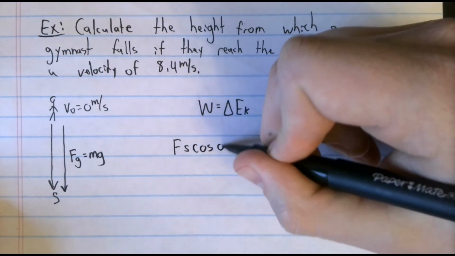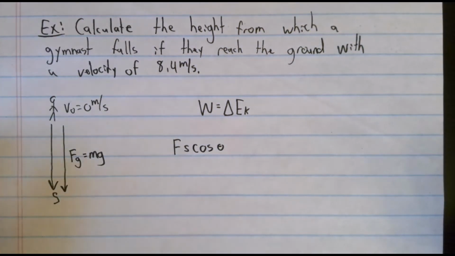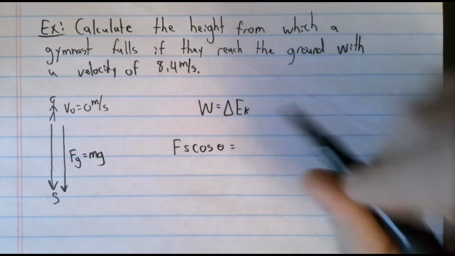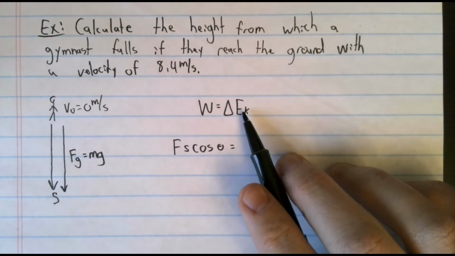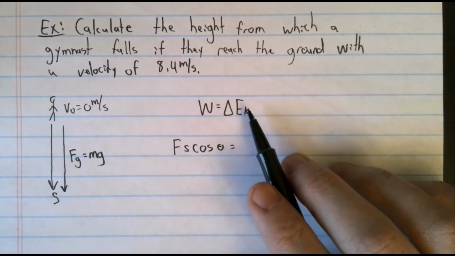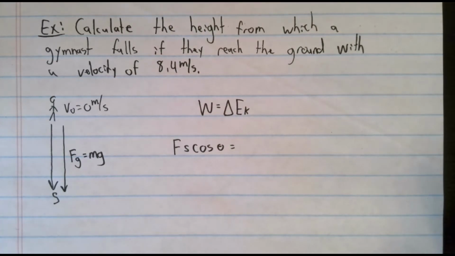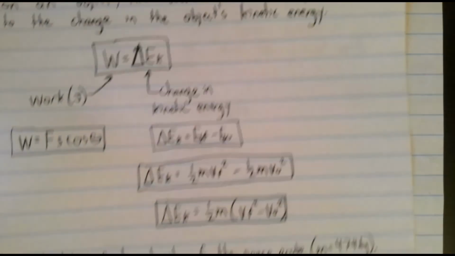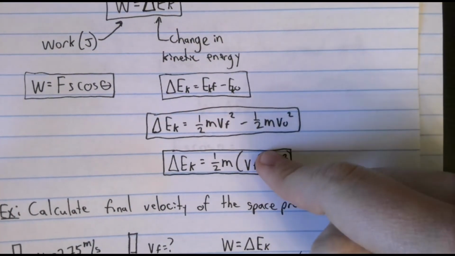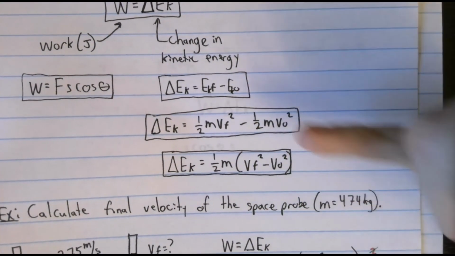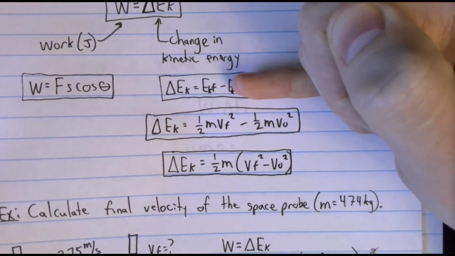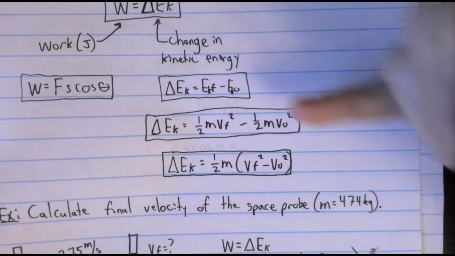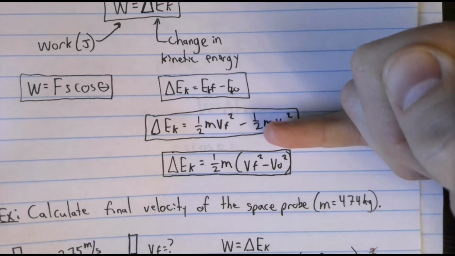Fs cosine theta. Not sure which one to use, so I'll go one at a time. Delta EK, I can write it in 3 different ways as we've just written. I don't know which one to choose, so I'll start here, see if it brings me anywhere. If it doesn't, I'll go here. If that doesn't work, I'll go there.